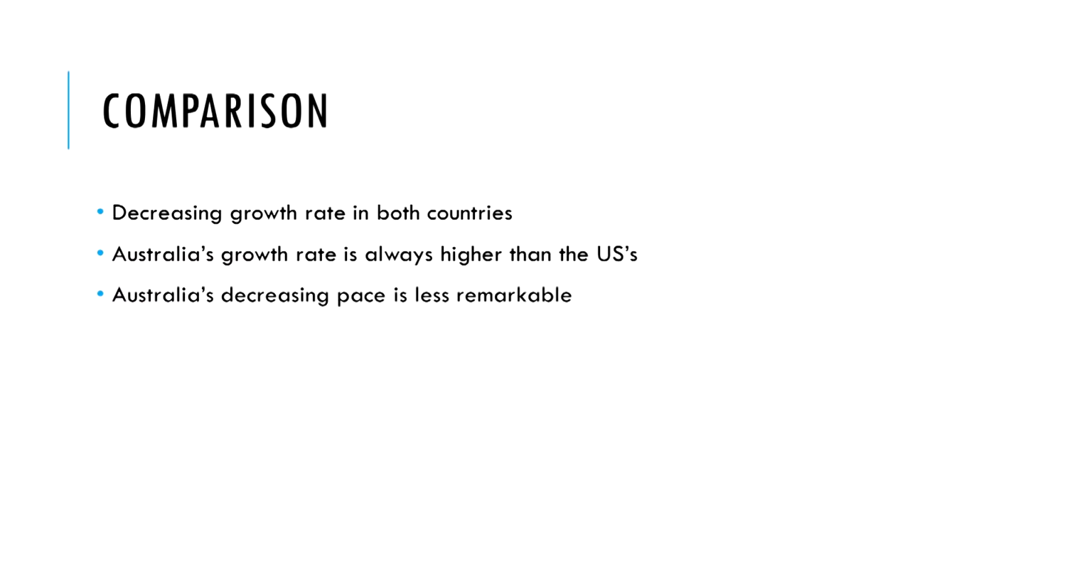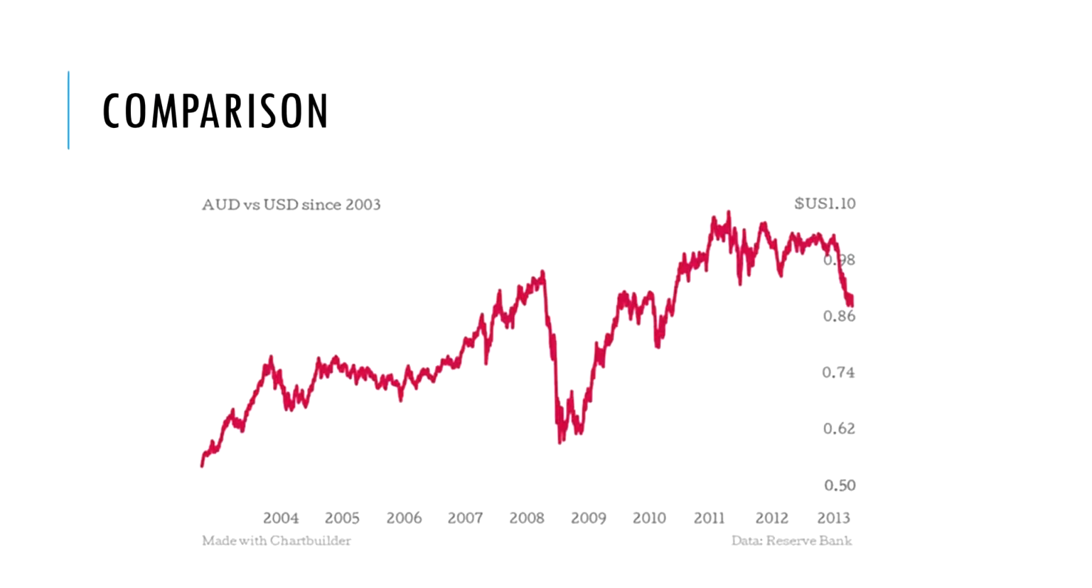Comparing the two charts, we can see that in both countries, growth rates are supposed to lower in the few years to come. However, the growth rate of Australia is always higher than that of the US in number. Additionally, the pace at which the Australian rate decreases is also less remarkable than the American rate.